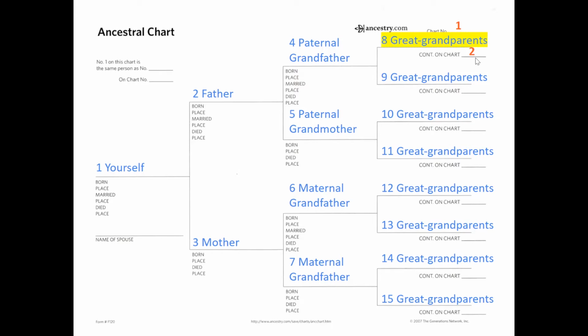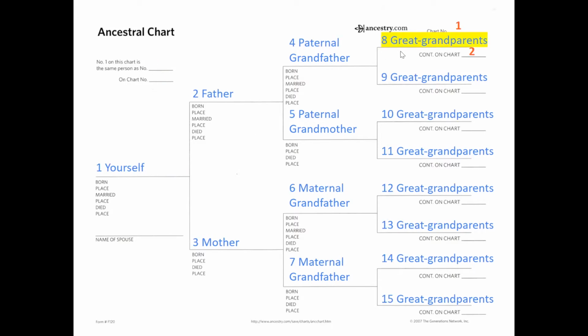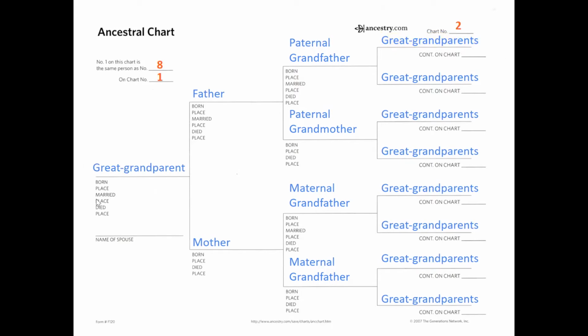And then let me give an example of a chart number 2. So now you can see that we're on a different numbered chart. At the top, it says 2 now. It says that person number 1 on this chart, that great grandparent we wanted to record information about, is the same as person number 8 on chart number 1. If I go back to chart number 1, person number 8 is that same great grandparent. I don't have a name here, but if I did, John Smith would be the same as John Smith here on this line. And so you can use that system of linking and numbering to have as many charts as you want.